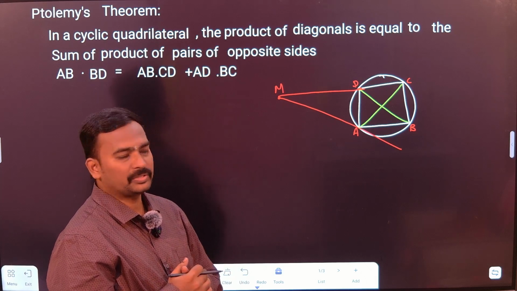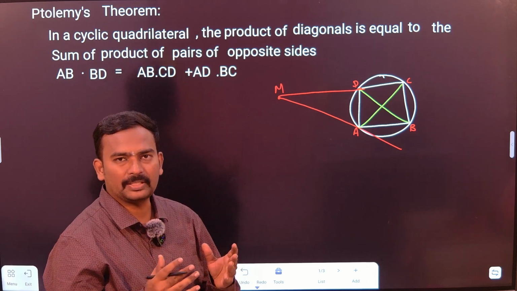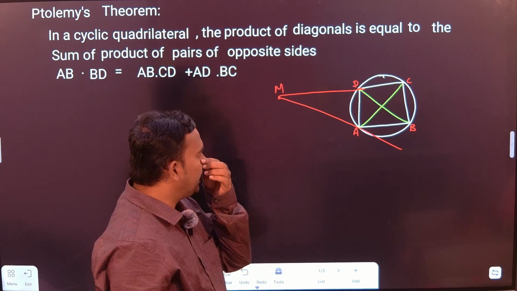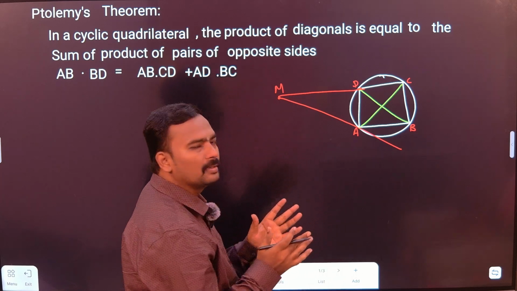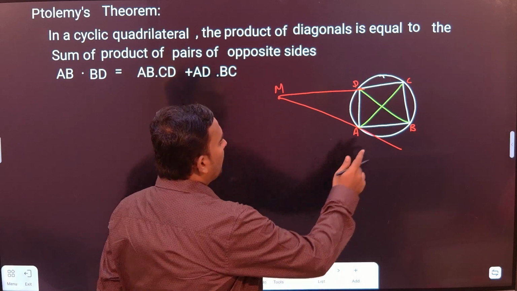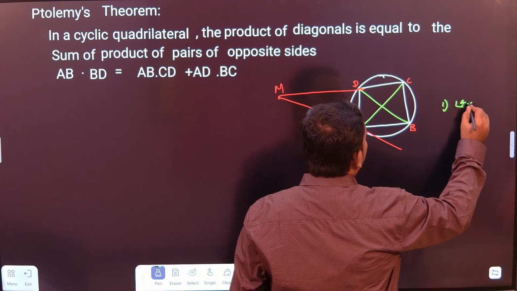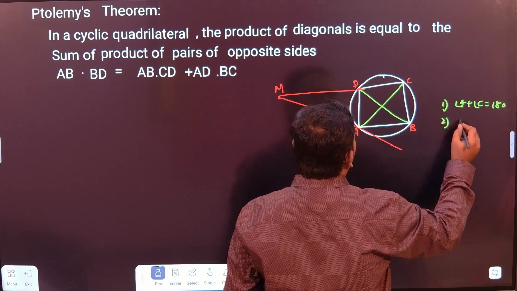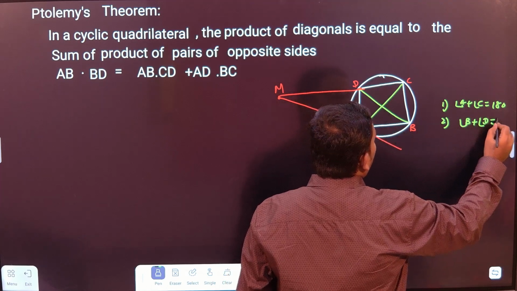Then how to prove this? First you have to understand the properties of the cyclic quadrilateral. The first observation: the sum of opposite angles in a cyclic quadrilateral is supplementary. That means angle A plus angle C is equal to 180 degrees. Second observation, angle B plus angle D is equal to 180 degrees.